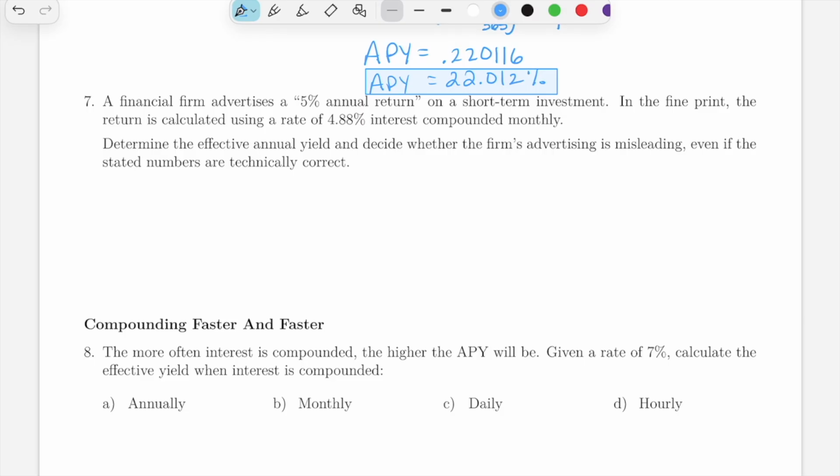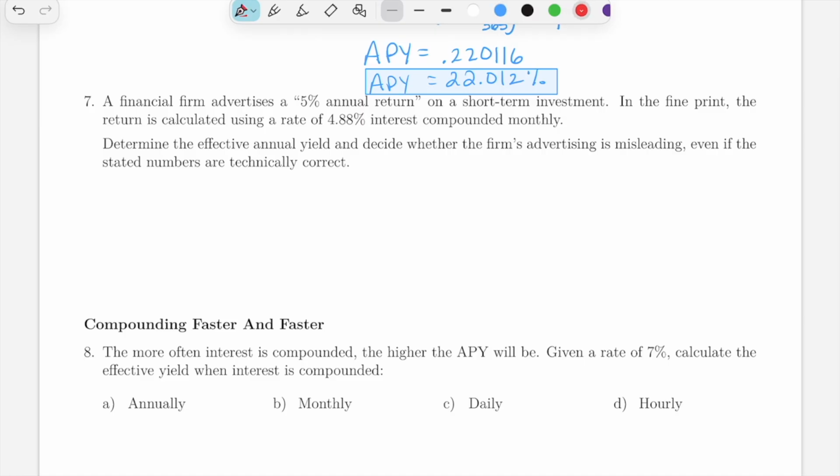A financial firm advertises a 5% annual rate of return on short-term investments. In the fine print, the return is calculated using a rate of 4.88% interest compounded monthly. Determine the effective annual yield and determine whether the firm's advertising is misleading, even if the stated numbers are technically correct.